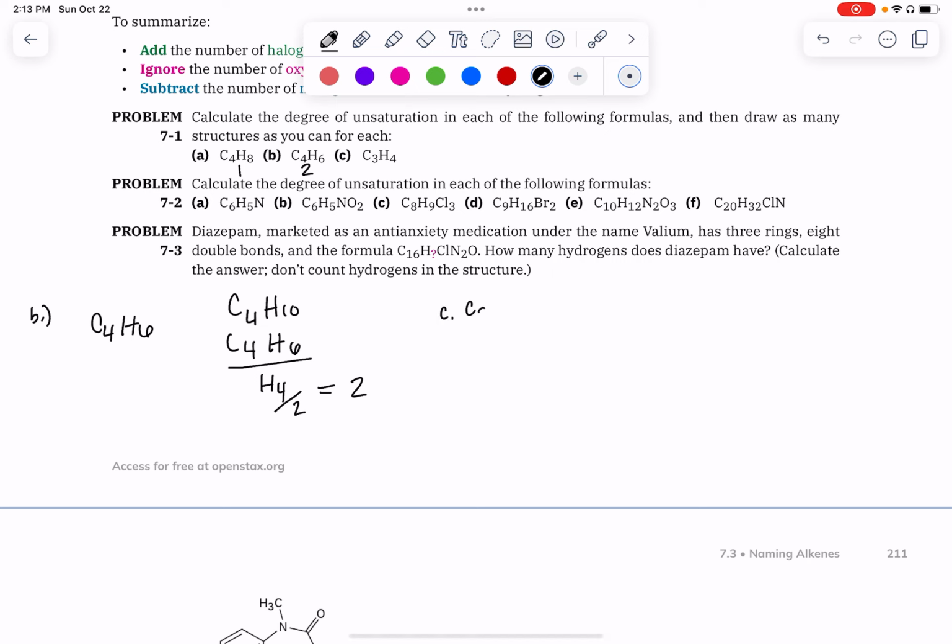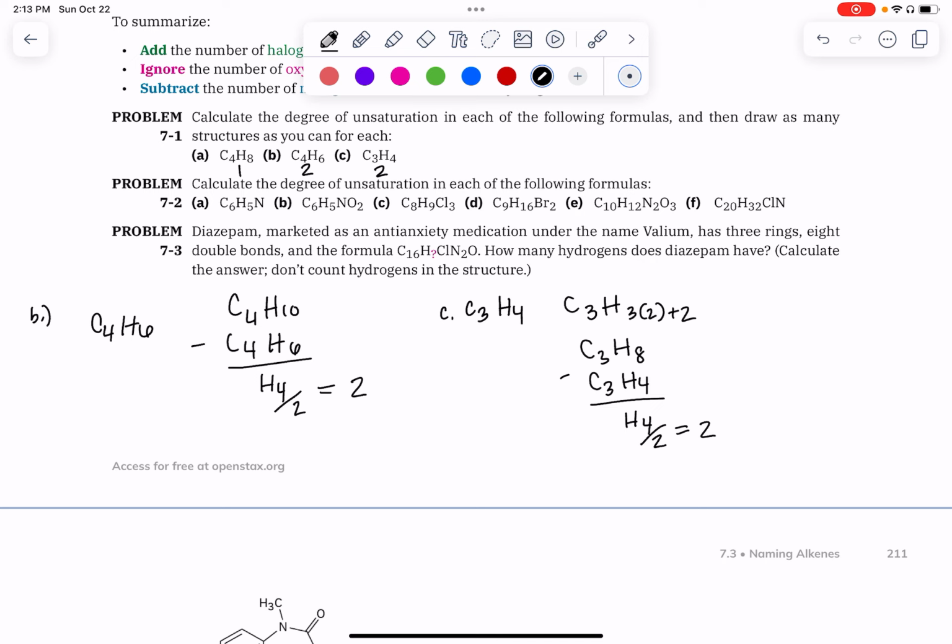And for C, we get C3H4, where we've got C3H3 times 2 plus 2. That's 6 plus 2 is 8. So we have C3H8 minus what we have, C3H4. Again, we've got H4 divided by 2 gives us 2. So these are both 2. So this is just simple mathing.